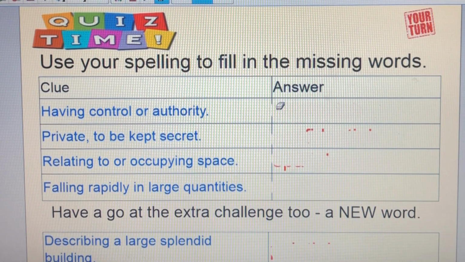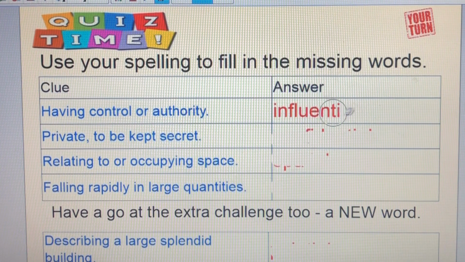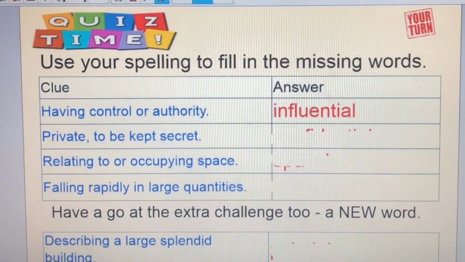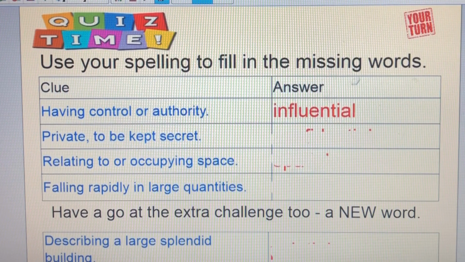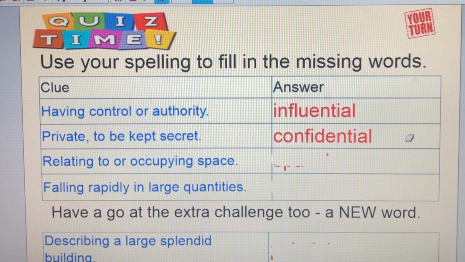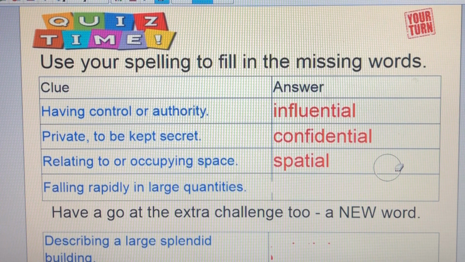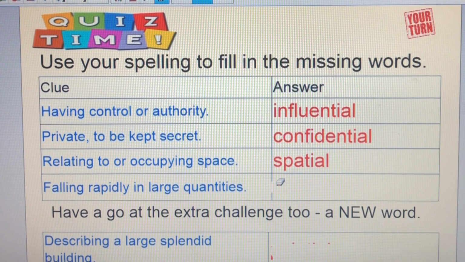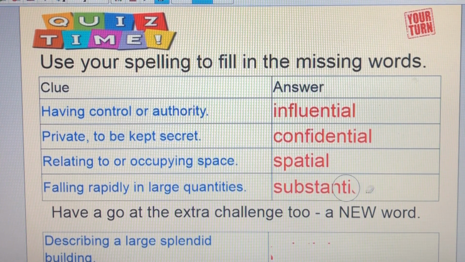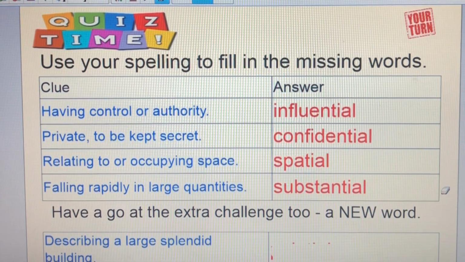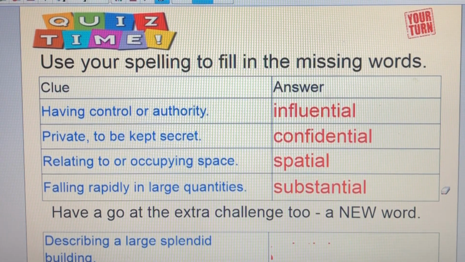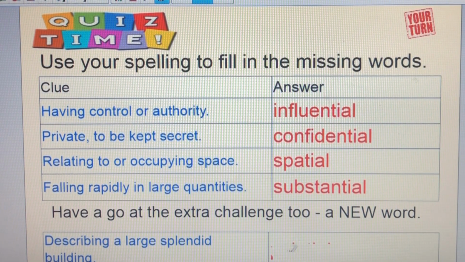Okay, having control or authority. Influential. People tend to always follow people who are influential. Private, to be kept secret. Confidential. Relating to or occupying space. Spatial. Falling rapidly in large quantities. Substantial. And here's the challenge one. Did anybody figure out the word meaning describing a large, splendid building? Okay, here's a new word for you. Palatial.